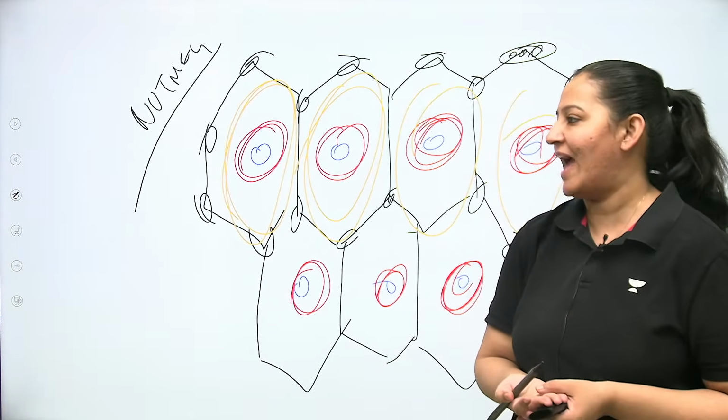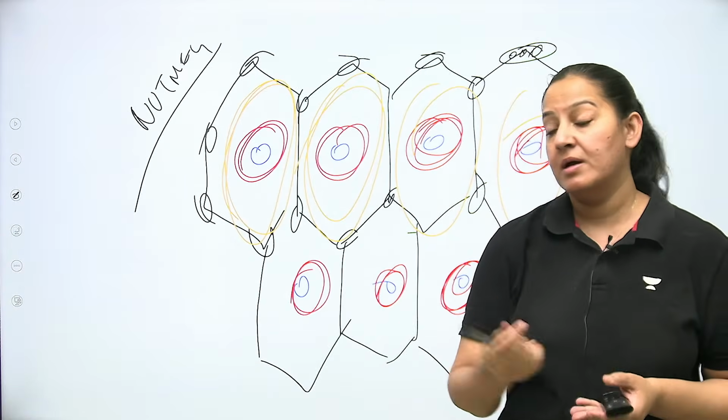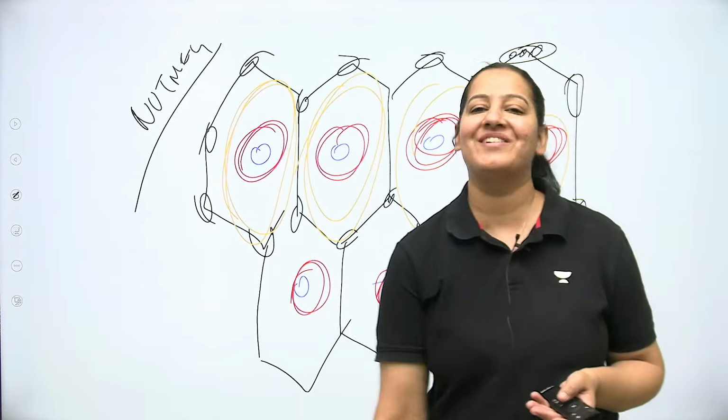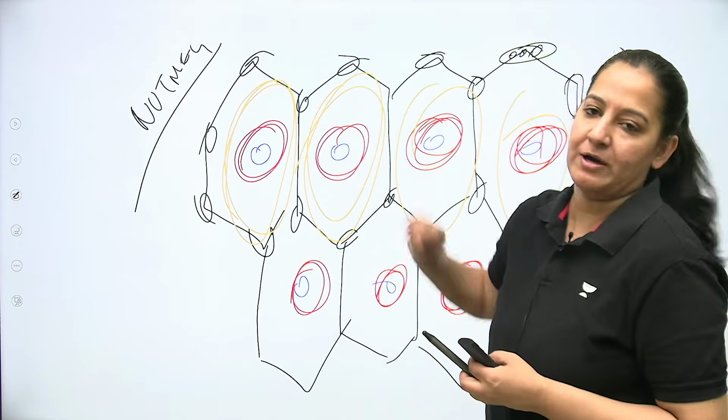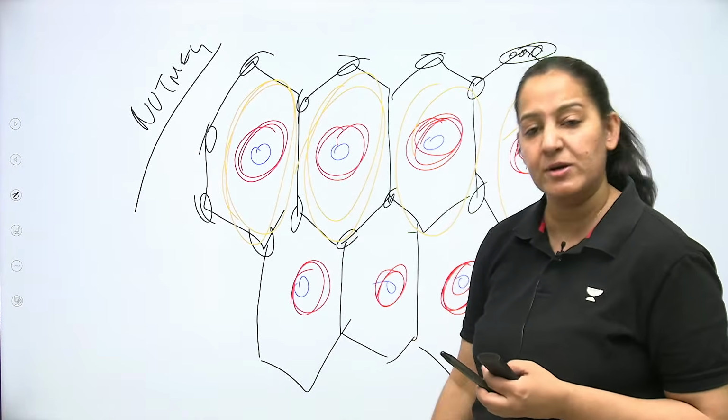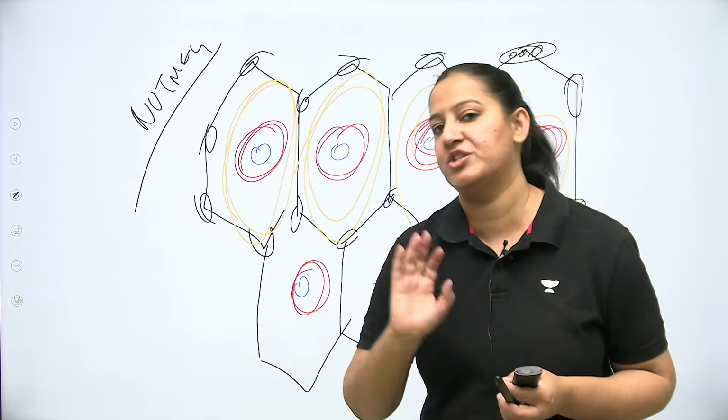Will you be able to write, explain, understand and draw in your exam? This is nutmeg. Alternate red yellow, red yellow, red yellow. So red is the centrilobular hepatocytes. The central hepatocytes are red because of hemorrhagic necrosis. The red color is due to hemorrhagic necrosis.